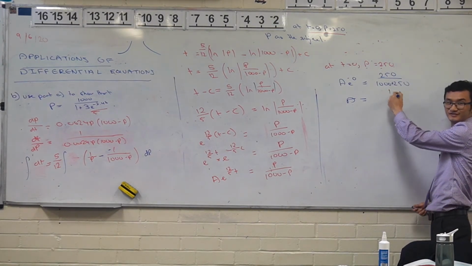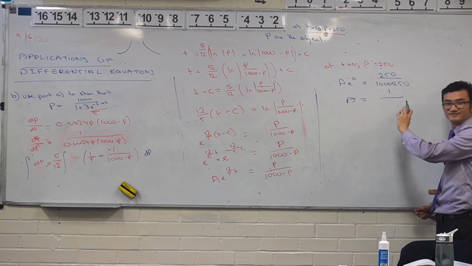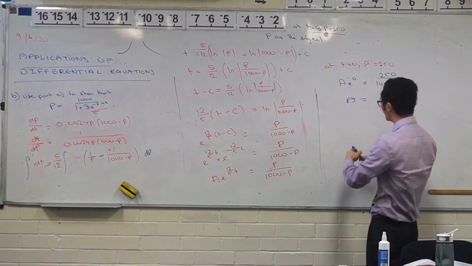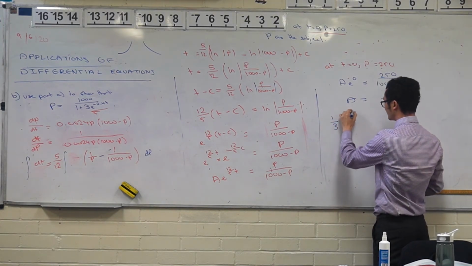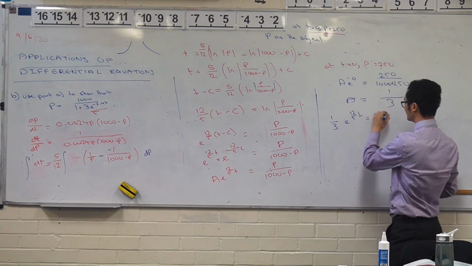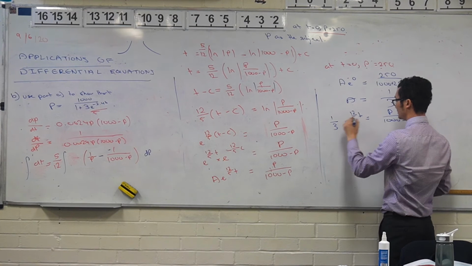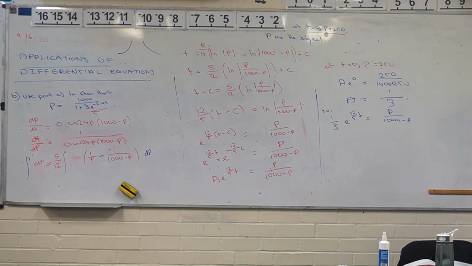One on 1 on 3. Okay, cool. That's our constant. So now we've got 1 on 3 e to the 12 on 5t is equal to p on 1000 minus p. Okay? So we're pretty close, right?